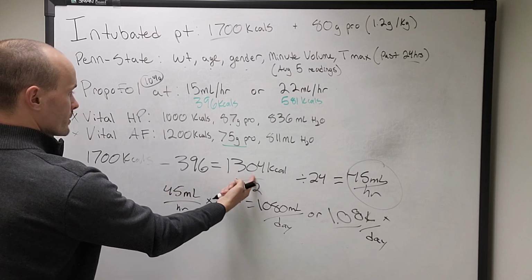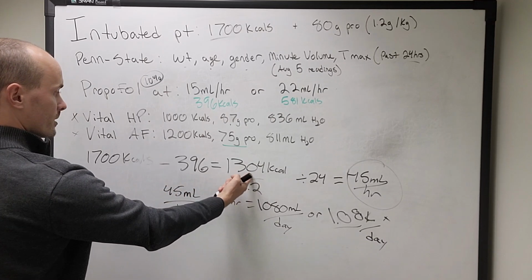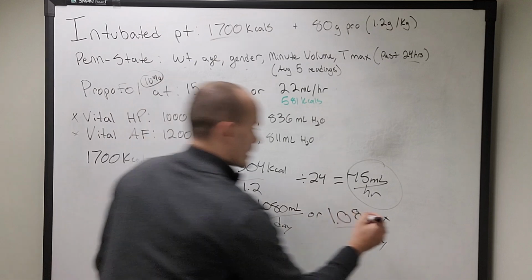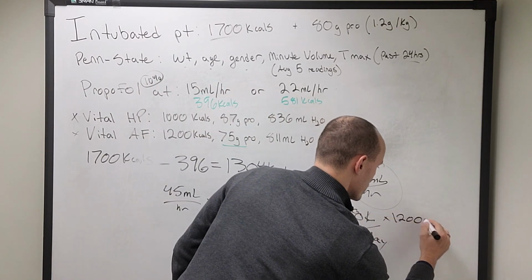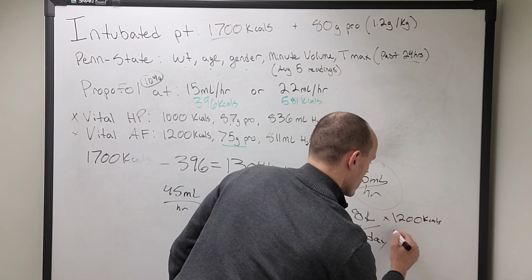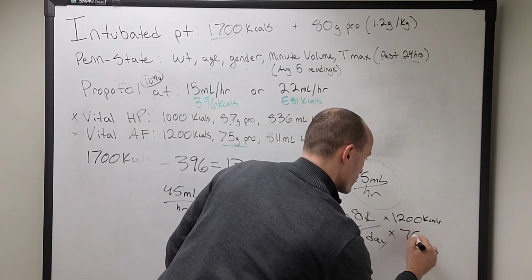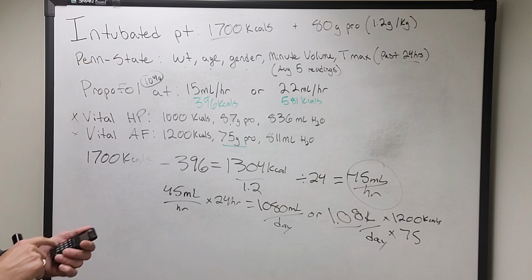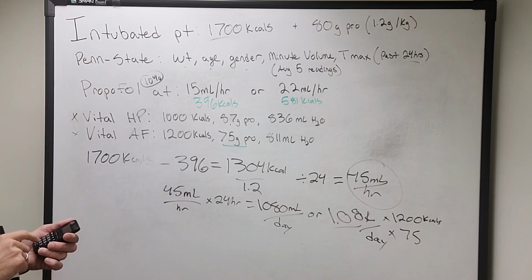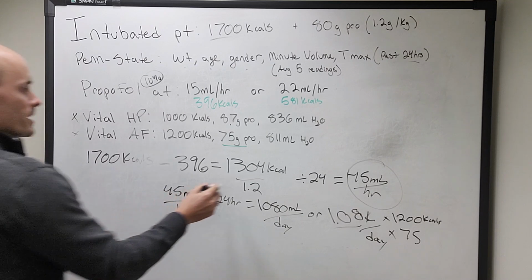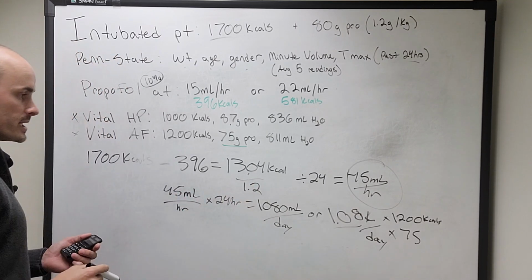Remember though, they only really have to meet this kcal amount here. So we're going to multiply by 1,200 kcals, and we're going to multiply by 75 grams of protein. So let's go ahead and do that. 1.08 times 1,200. That gives us 1,296. That's pretty close to their calorie needs.